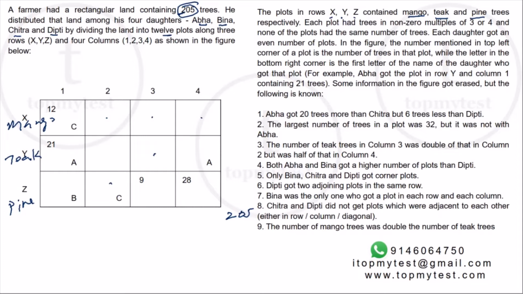Okay, each plot had trees in non-zero multiples of 3 or 4. So each of these plots will have trees. So it can be either multiples of 3 or multiples of 4. So both are also possible because 12 is a multiple of both 3 and 4. So you cannot have 26 trees, right? You cannot have 26 trees because it's neither a multiple of 3 nor a multiple of 4, right? You can have 24 trees, 27 trees, 28 trees. Those things are possible, but you cannot have any number which is not a multiple of 3 or 4.